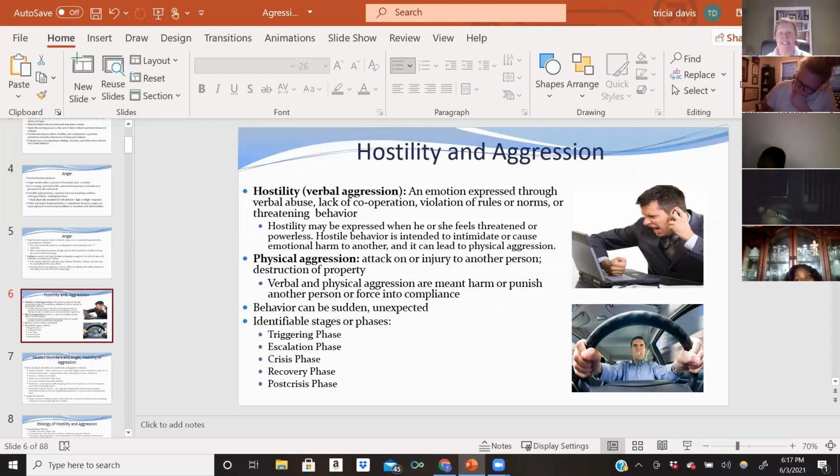Sometimes behavior can be very sudden and unexpected. Sometimes we can also see the behavior escalating and we can think in our minds, okay, this is going to get out of control. I can see that this patient is getting closer to becoming physically aggressive. So as nurses, we just have to be aware of that, and we have to be able to identify our patients in these stages or phases. So we have the triggering phase. We're going to talk about these in detail. The triggering phase, the escalation phase, the crisis phase, the recovery phase, and the post-crisis phase.